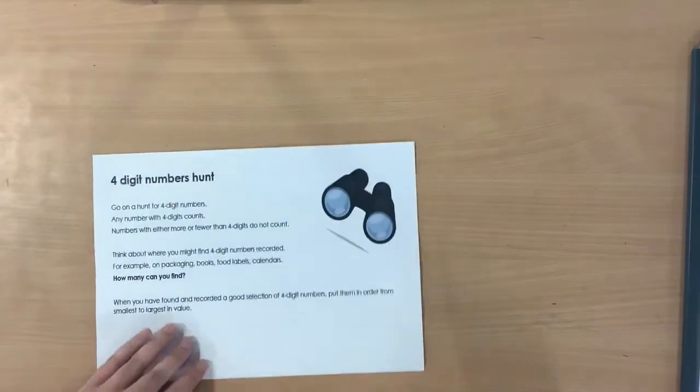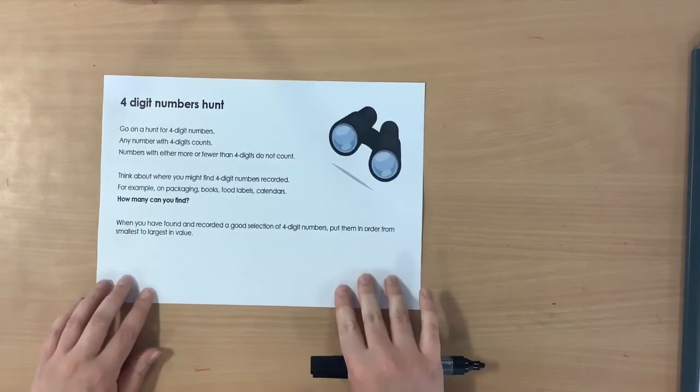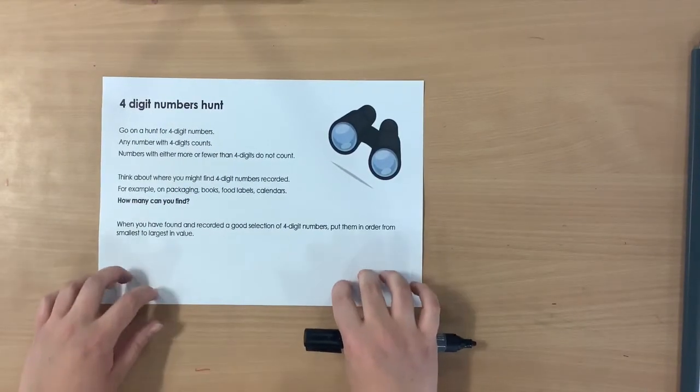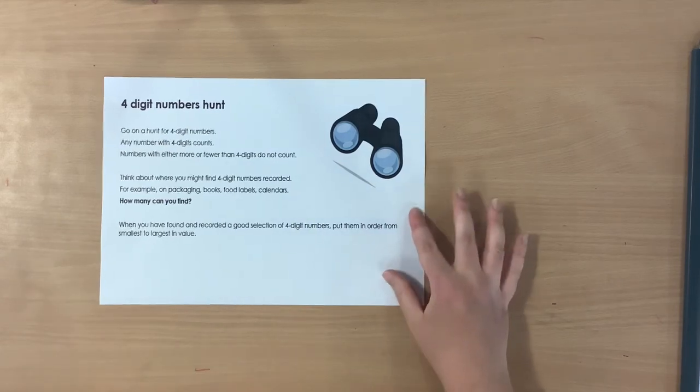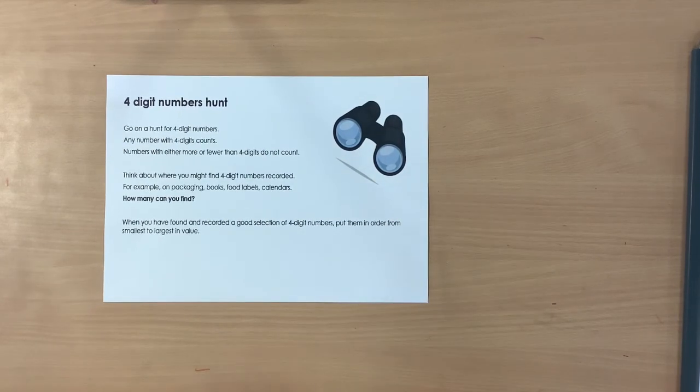Okay, so now it is your turn. So just like I said, you just need to go on a hunt for some 4-digit numbers. You don't have to take pictures like I did. You could just take a piece of paper around your house and note down any 4-digit numbers that you find. Okay, be lovely if you could upload some of your work to Purple Mash for your teachers to see. See you tomorrow.